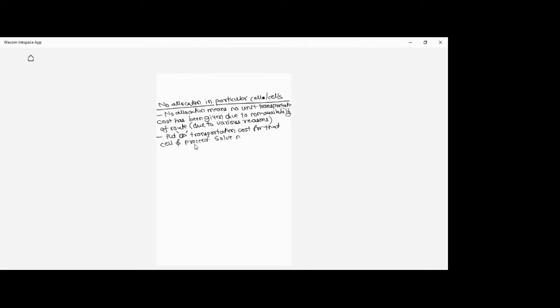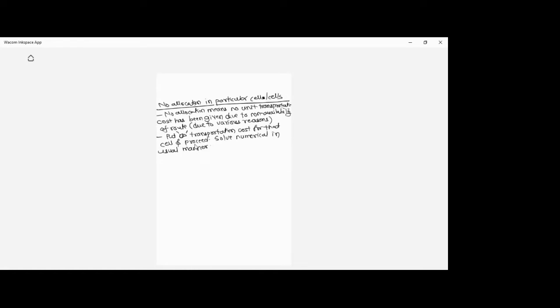Solve the numerical in the usual manner. Okay, so this is the case. No allocation to be done to a particular cell means that no unit transportation cost has been given because of the non-availability of the route. It may be due to various reasons like flood, strike, or natural calamities such as an earthquake. So if the transportation cost is not given to us, we are going to assign a very high transportation cost called infinity, and then we are going to proceed.